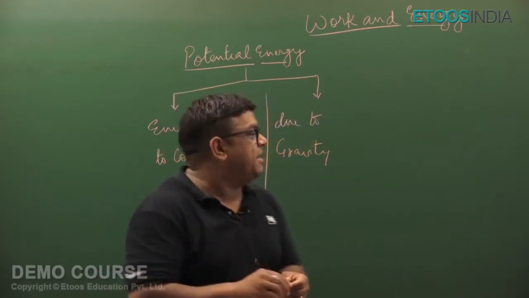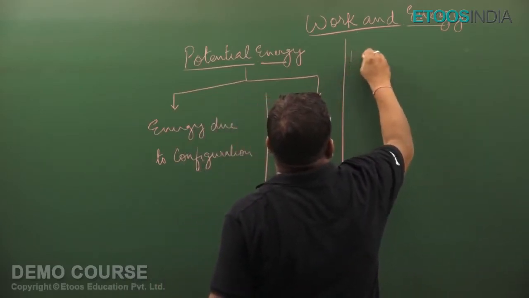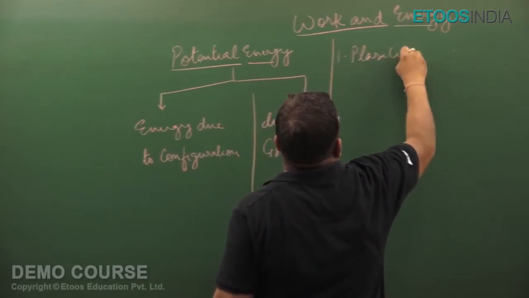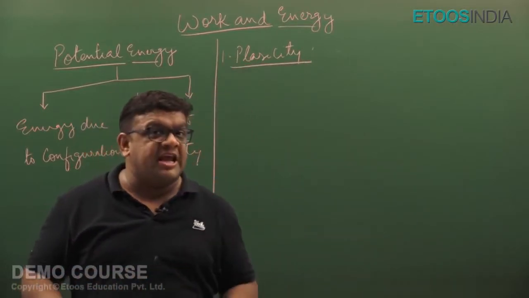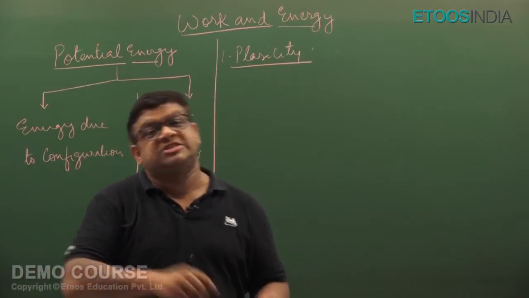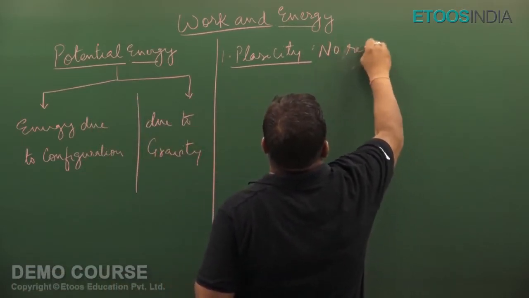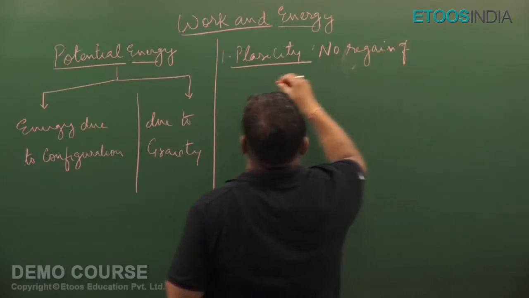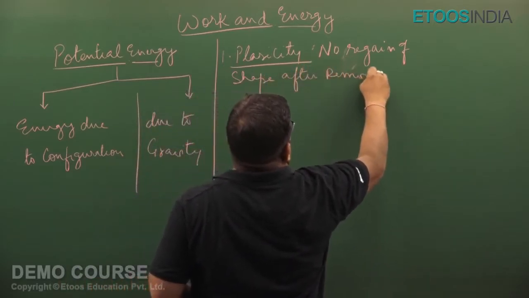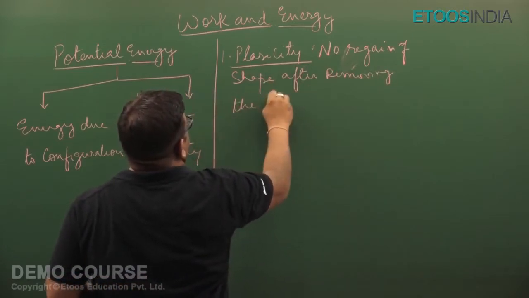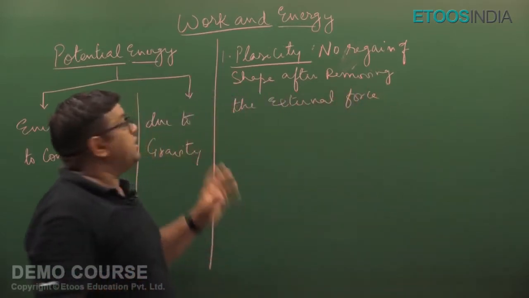There are two properties of any matter which can be explained on the basis of elasticity. One is plasticity. Plasticity is a property of the body in which the body will never regain its shape when the external force is removed. So, no regain of shape after removing the external force.